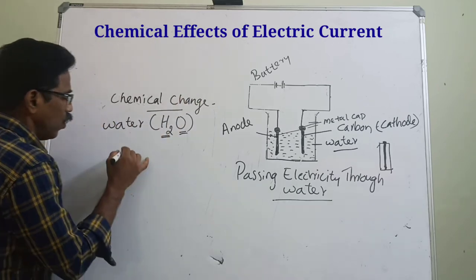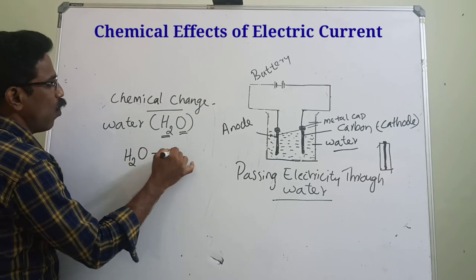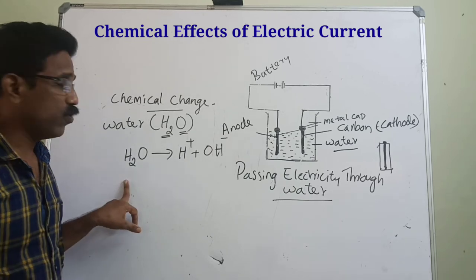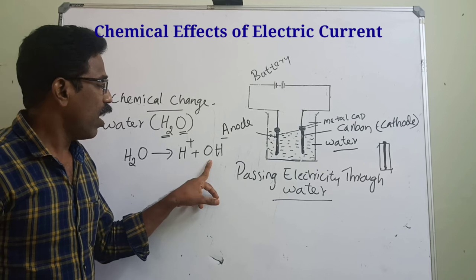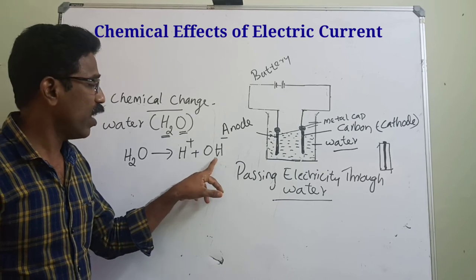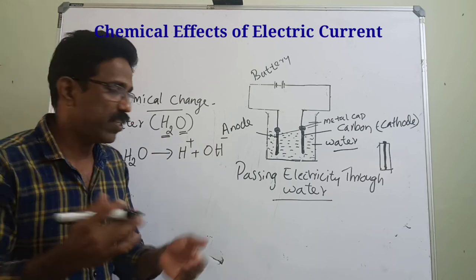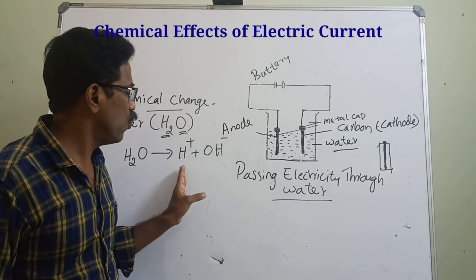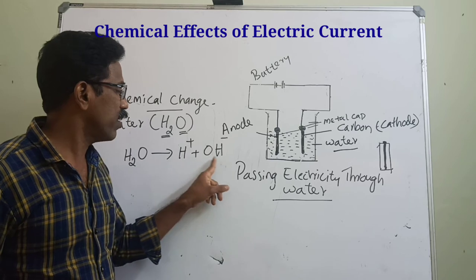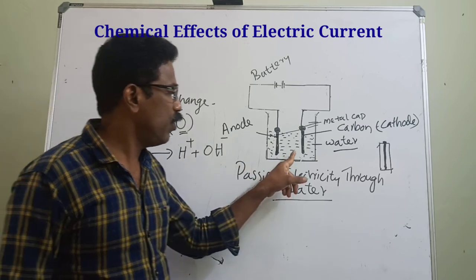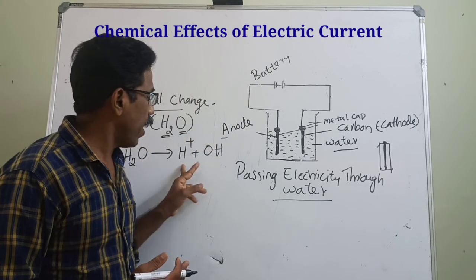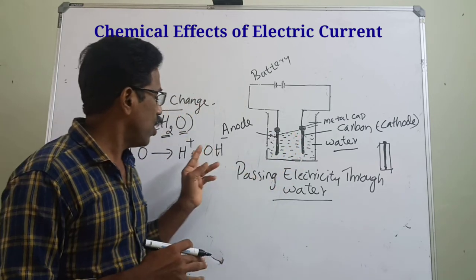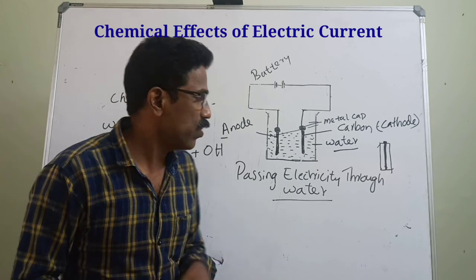What happens when electricity passes through it? Let us see. This water is actually composed of hydrogen ions and hydroxyl ions. Hydroxyl ion means OH minus ion. So in this water there are H plus ions and OH minus ions. Two types of ions are there. These charged particles are called ions. So the conductivity of any electrolyte is because of the passage of these ions. Any electrolyte that you take contains such positive and negative charged ions.